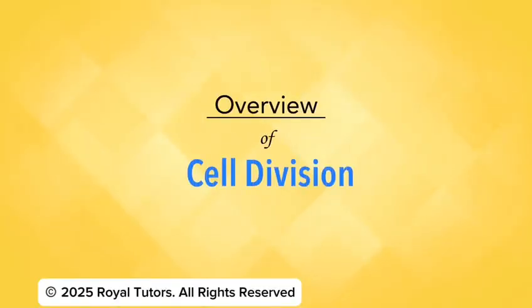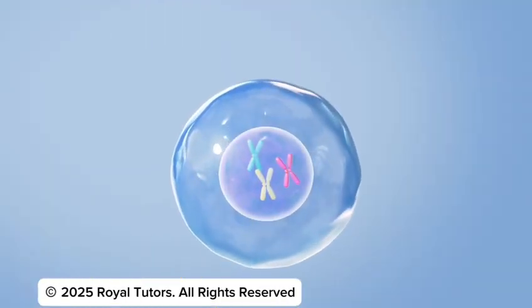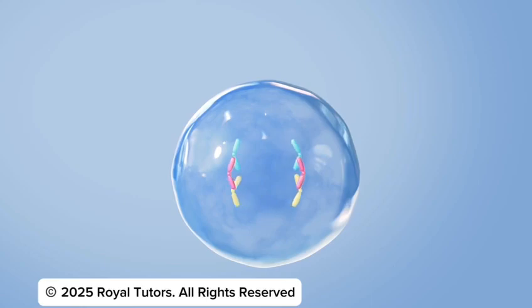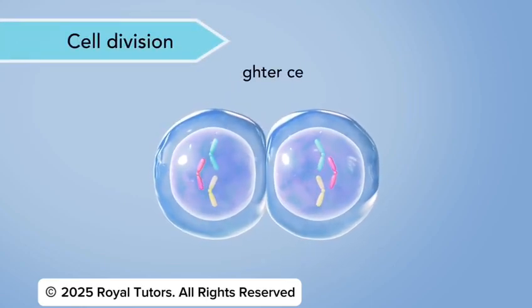In this lesson, we'll be talking about how cells reproduce. How and why do they do this? Well, they use a process called cell division to make new cells called daughter cells.